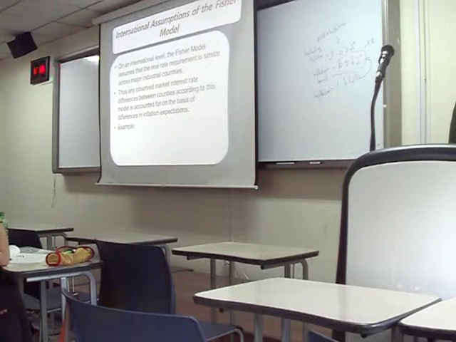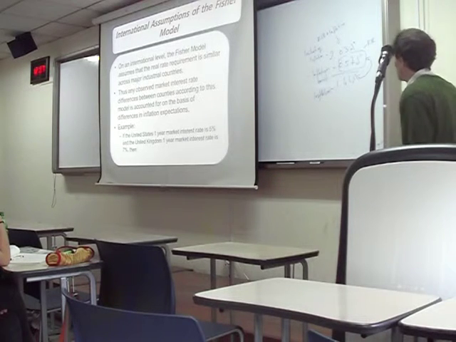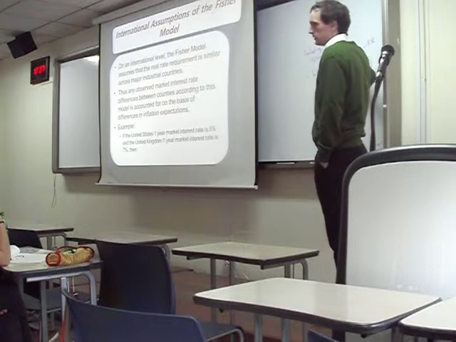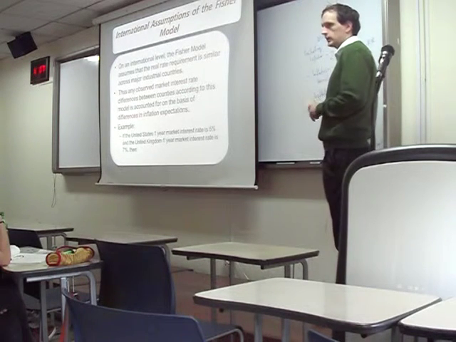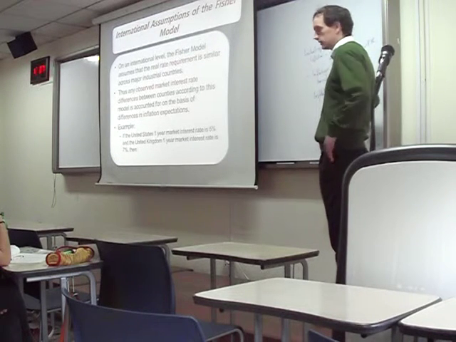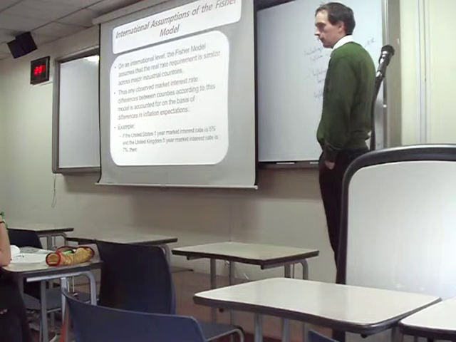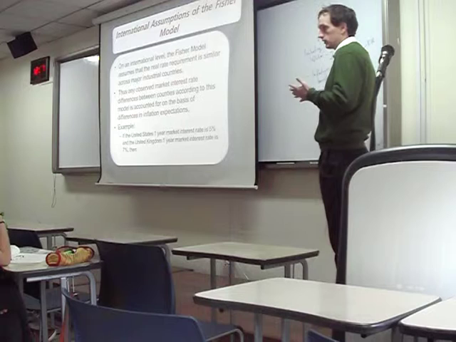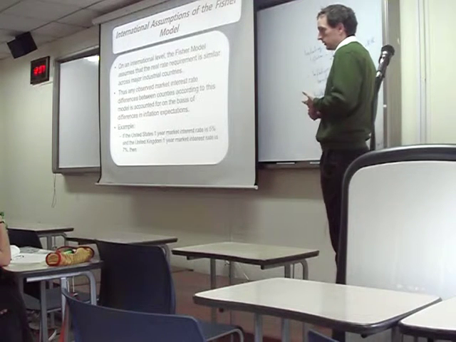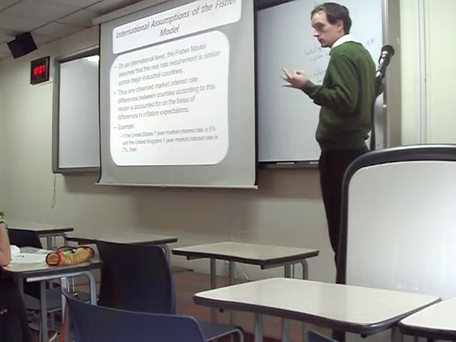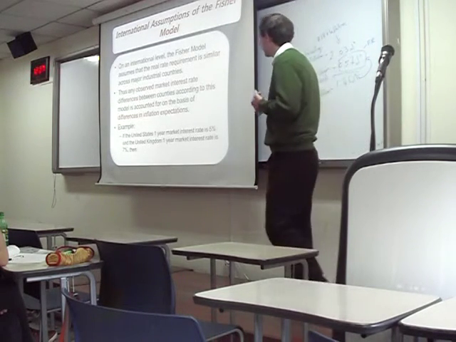So the Fisher model assumes that this real interest rate requirement is the same across major industrial countries. So, I can invest in any country in the world, so the real interest rate should be the same. Okay? The difference should be inflation. That will be the difference. If I invest in a risk-free bond, like Germany or the US, both of them are risk-free, the real interest rate should be the same, just inflation is the difference.